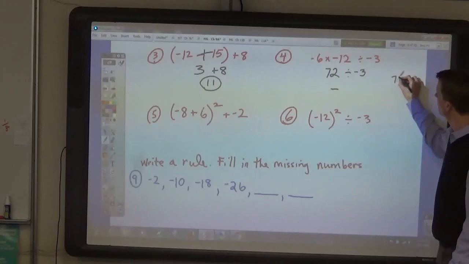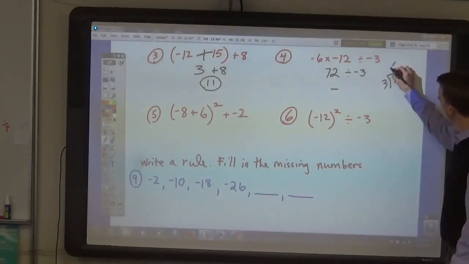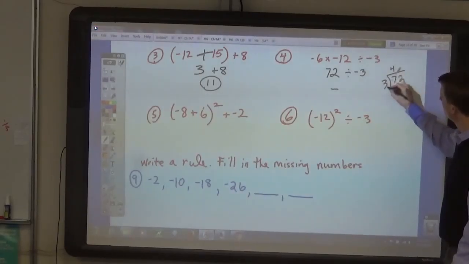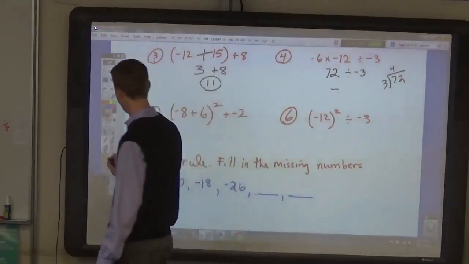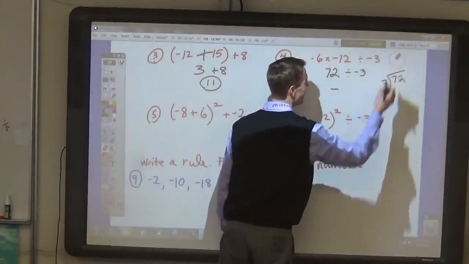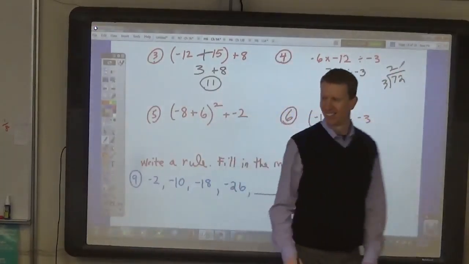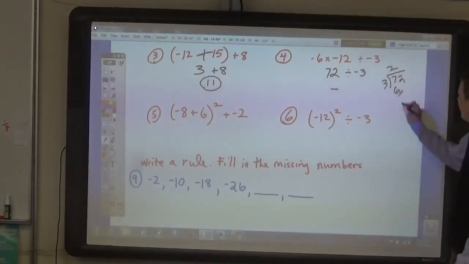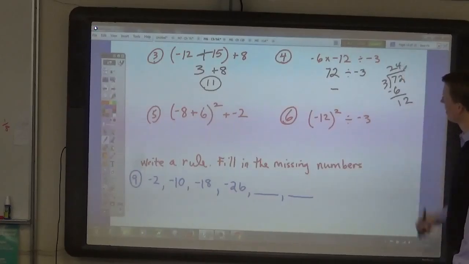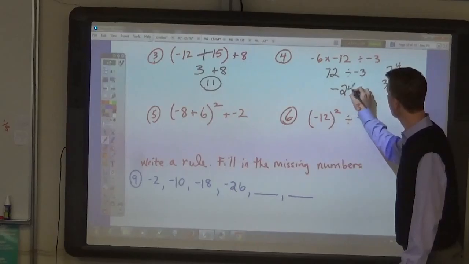24. Let's check. 72 divided by 3. 3 goes into 7 2 times. 2 times 3 is 6. 7 minus 6 is 1. Bring down the 2, 12. 3 goes into 12 4 times. 24. Good job, Max. It's negative 24, isn't it?